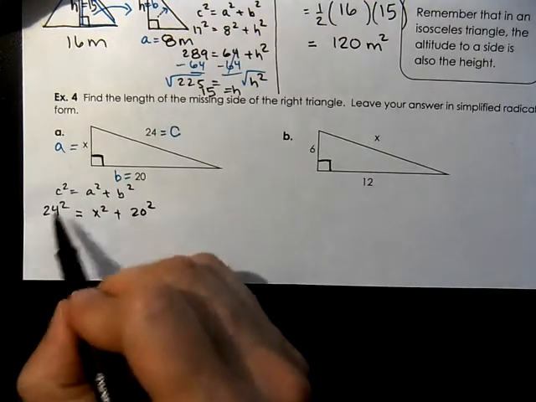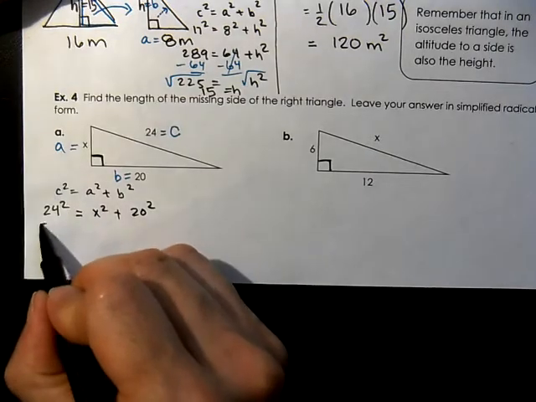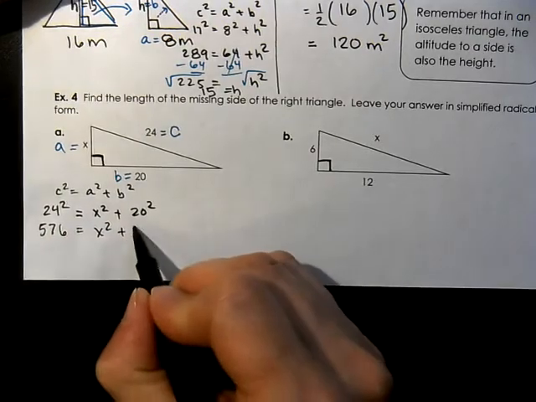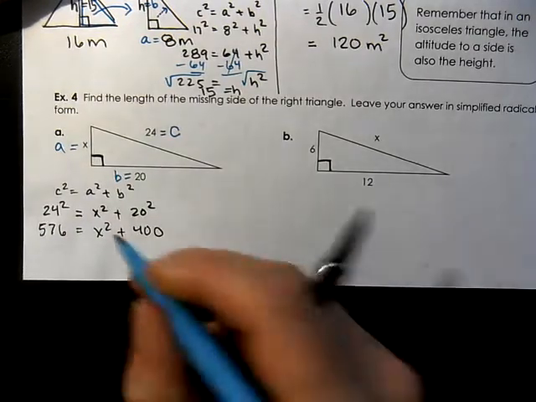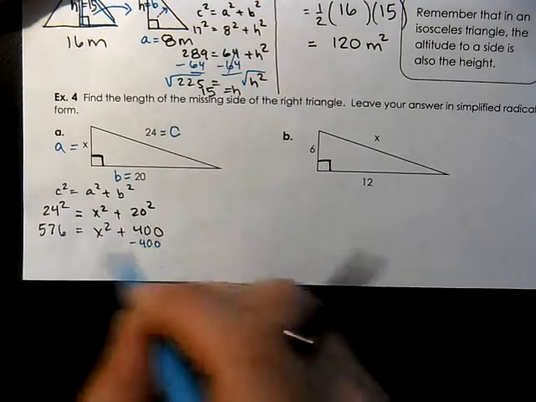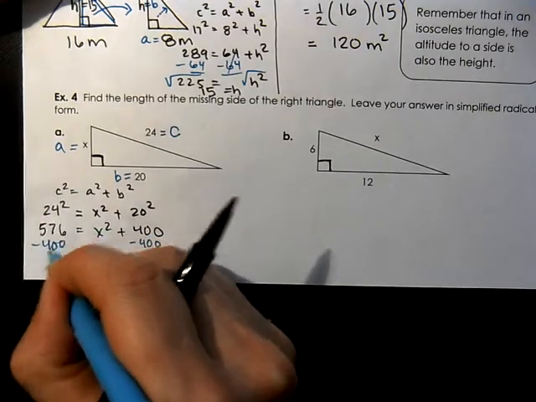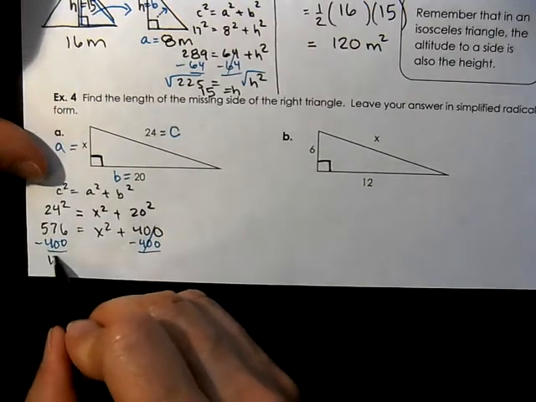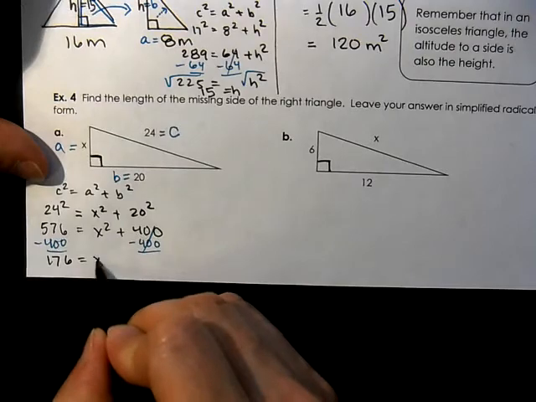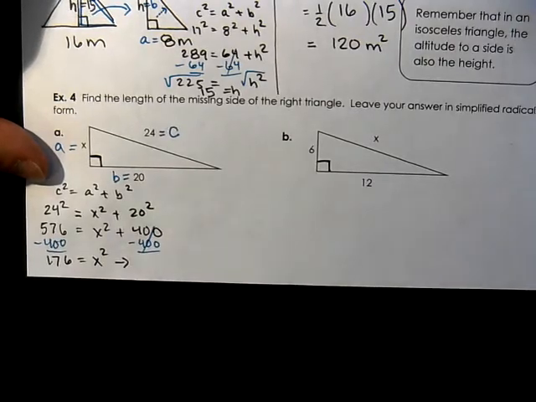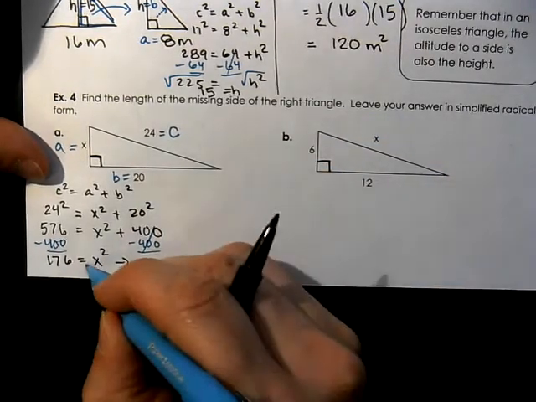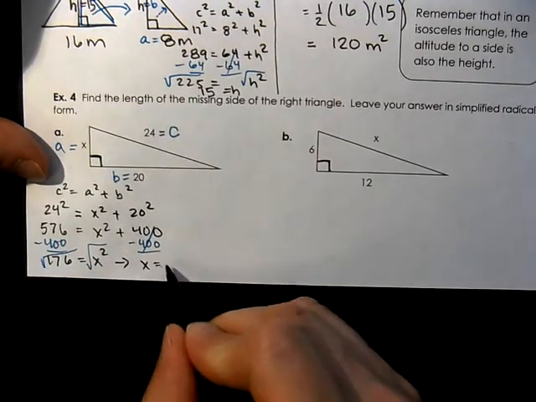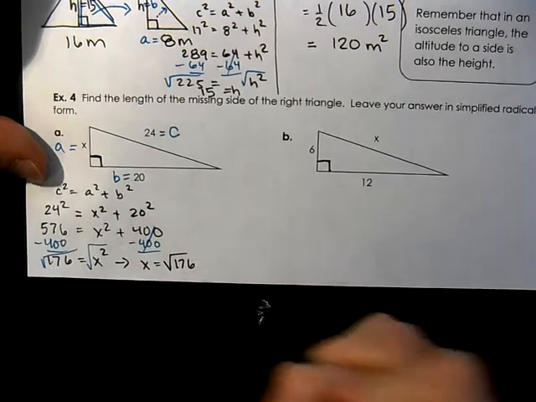I'll use my calculator on these bigger values, so 24 squared gives me 576. 20 squared gives me 400. Let's work to isolate the variable by moving all the constant terms to the left-hand side, and I'm subtracting 400, which gives me 176. So I'm going to now work to simplify the radical. When I take the square root of both sides, I get x equals square root of 176.